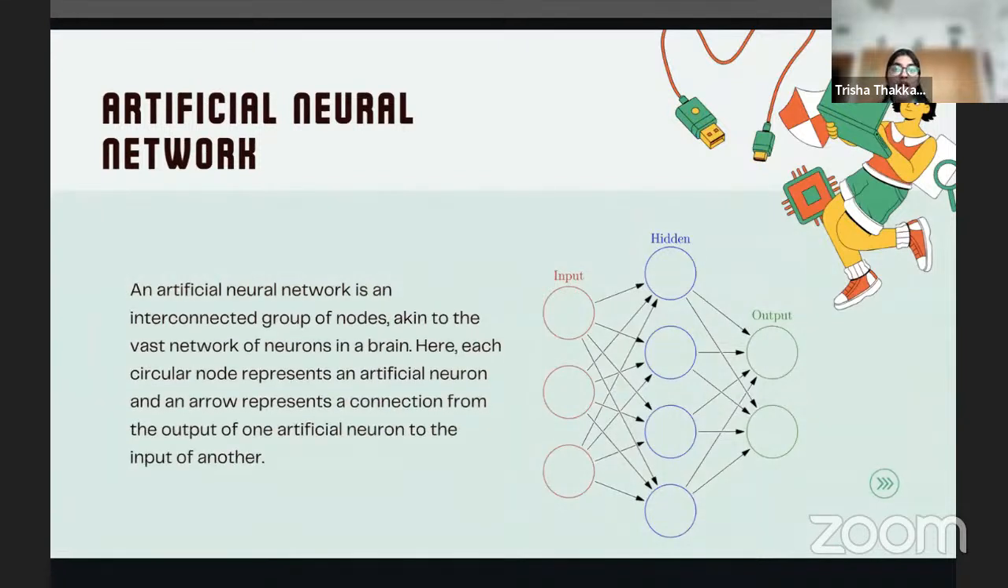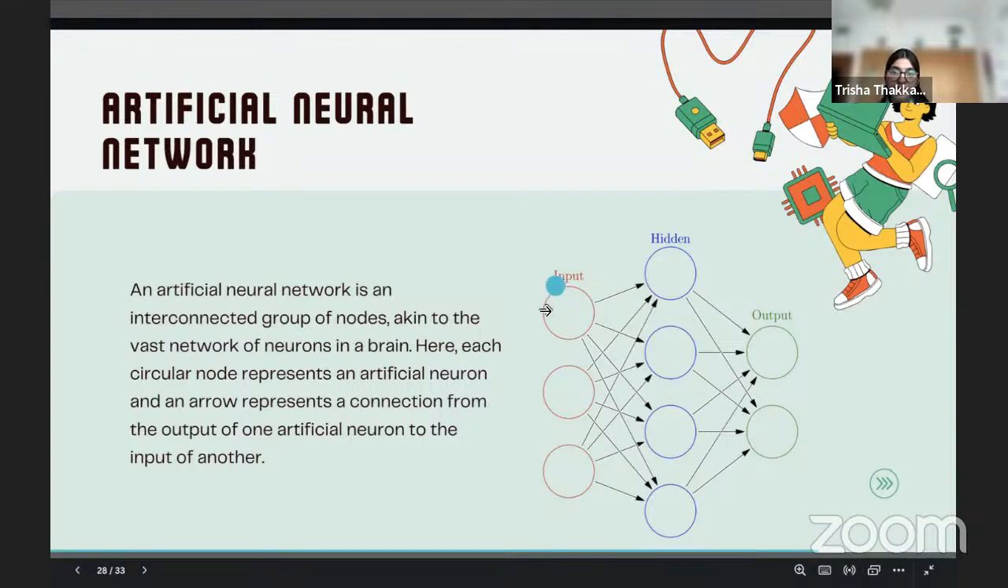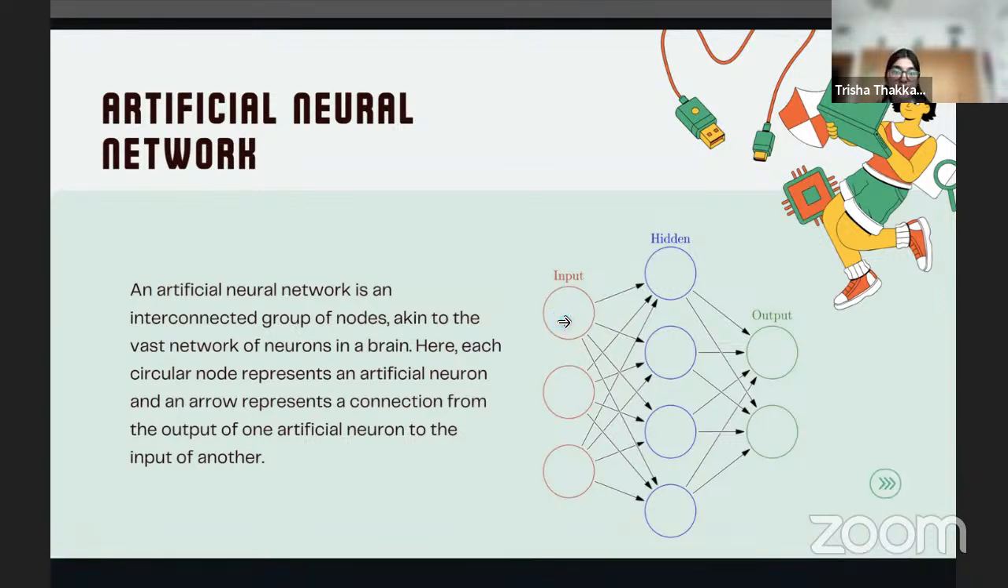Artificial neural network. An artificial neural network is an interconnected group of nodes which are very similar to the network of neurons present in our brain. Here, each circular node represents an artificial neuron, and the arrow represents a connection from the output of one artificial neuron to the input of the other. In the given figure, we have input, hidden, and output. Over here, the circular node is the neuron, and it connects the output of input to the hidden, and the output of hidden is sent to the output as input.